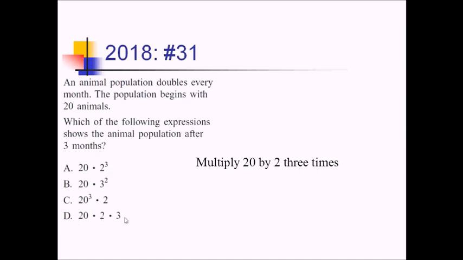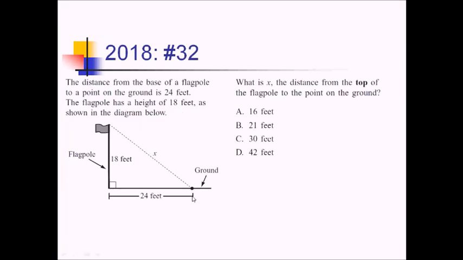And here we don't have any exponents, so definitely choice A for this. For number 32, we've got this flagpole here. The base of the flagpole is 24 feet from some point on the ground. The flagpole itself is 18 feet. We want to know this distance here, the distance from the top of the flagpole to that point on the ground. So for this, we're going to use Pythagorean theorem.